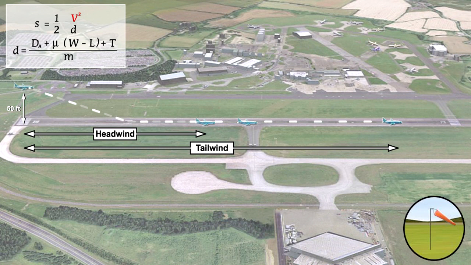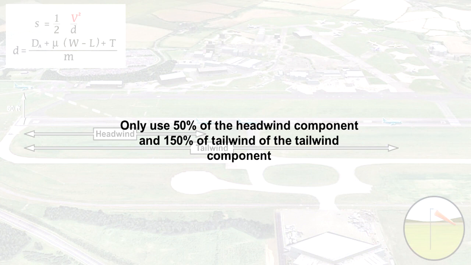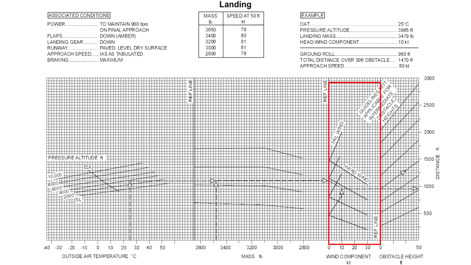When examining the effects that winds have on landing performance, it is recommended that you do not use the actual wind that is given, just in case the wind changes to a worse condition than the one you have planned for. When calculating actual landing distances, it is recommended that you assume only 50% of the headwind component and 150% of the tailwind component. Most performance graphs that calculate the landing distance have the 50% headwind and 150% tailwind recommendation already applied. The example shown here demonstrates this.